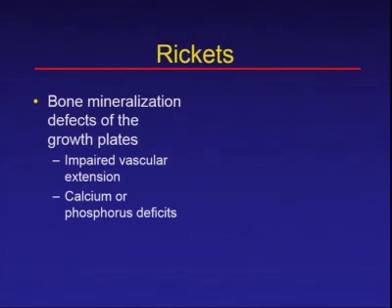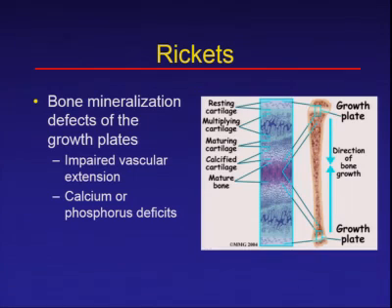All right, and then the last topic we have is rickets. So rickets are bone mineralization defects in the growth plates. This can be due to impaired vascular extension into the growth plates, but is most often due to calcium phosphorus deficiencies, leading to poor bone mineralization at the growth plate sites.